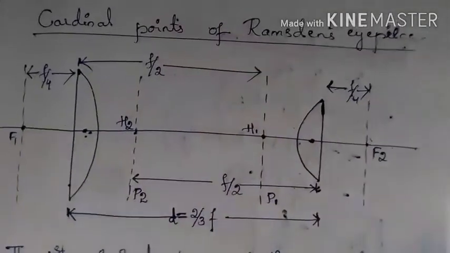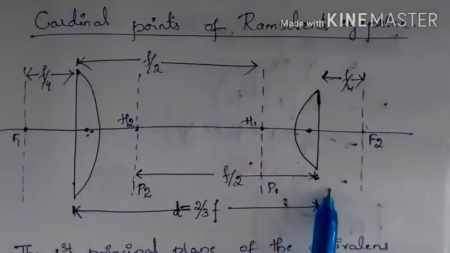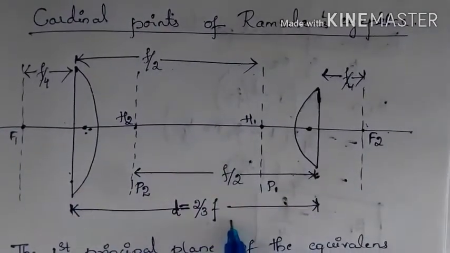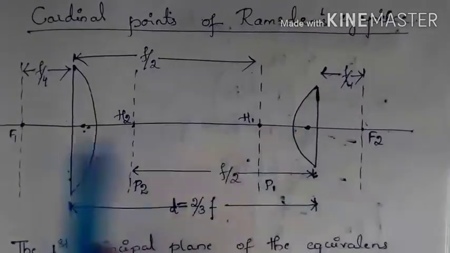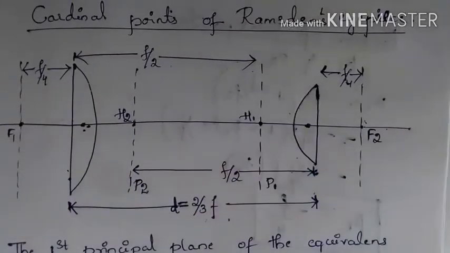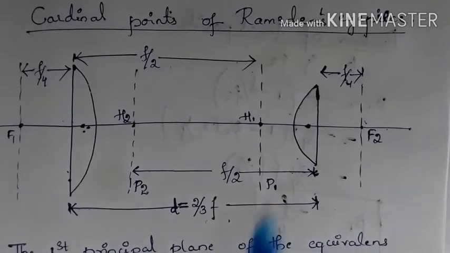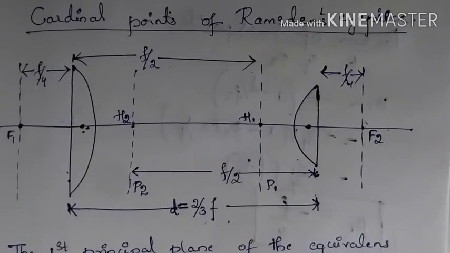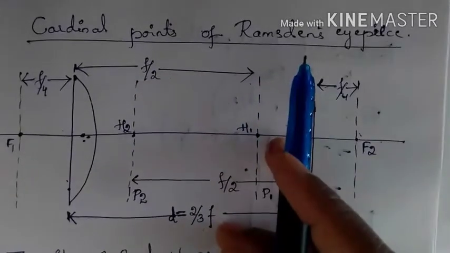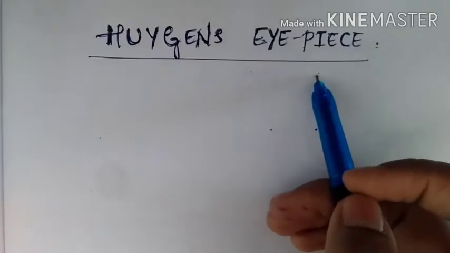So this diagram is important and we should mention clearly the distances. So as I mentioned here, the distance between two lenses is 2 by 3f. And these two are the plano-convex lenses which are facing each other. Then we found the principal plane and the principal points and focal planes and the focal points. So these are the cardinal points of the Ramsden's eyepiece. So before this we learnt the Ramsden's eyepiece.